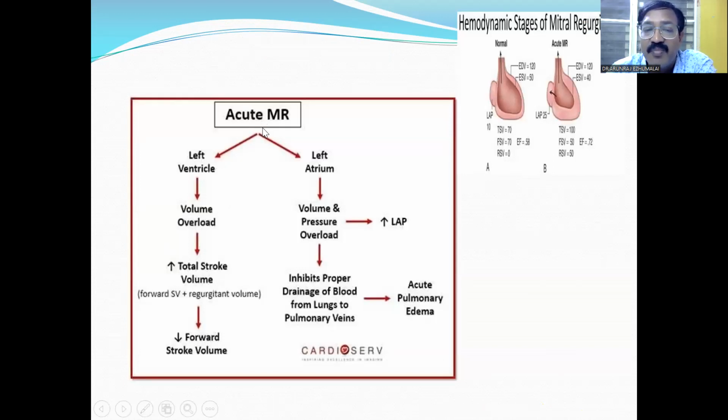Now what happens in acute MR? There is more volume overload in the left ventricle, because blood goes into the left atrium and the same volume comes back into the left ventricle. So the total stroke volume will be more: the forward stroke volume plus the regurgitant blood. But most of the blood doesn't go out into the aorta; again it goes into the left atrium. So left ventricular dilatation occurs, and volume and pressure overload are there. The pulmonary venous pressure and pulmonary capillary wedge pressure will increase, and so the patient may have pulmonary edema.